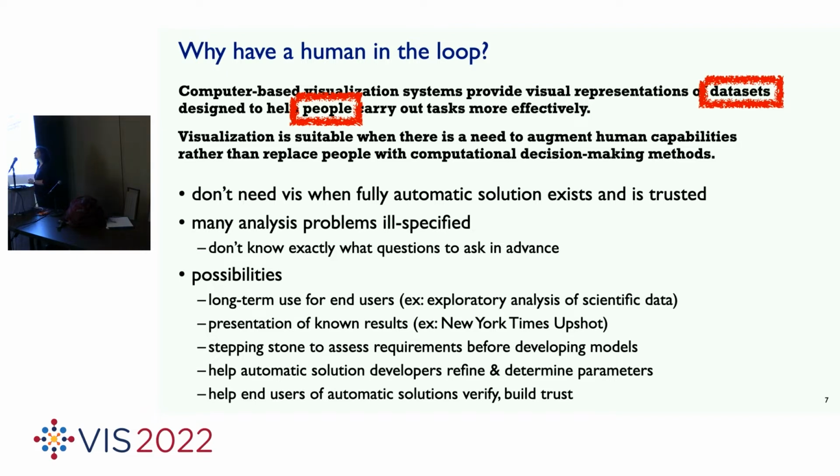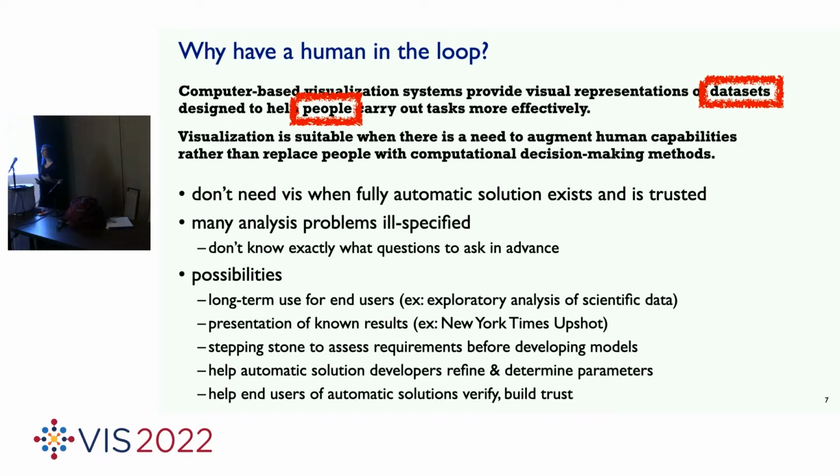So what are some classic possibilities of this? Well, one possibility of what you design a visualization for is there are a group of people that are going to use this for a very long time, long-term use for end users. And a really classic example of that is exploratory analysis of scientific data. Now, it might not just be used to analyze what's unknown, it might be used to present what's known. Presentation of known results is what we see in contexts like data journalism, whether it's the New York Times or many other outlets are one example of presenting something that's already known.